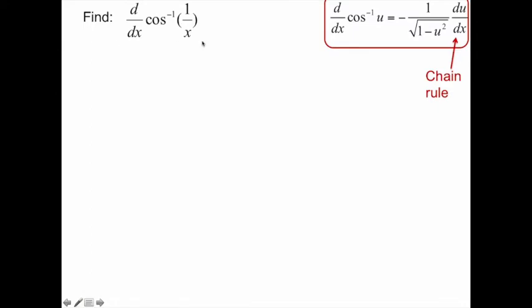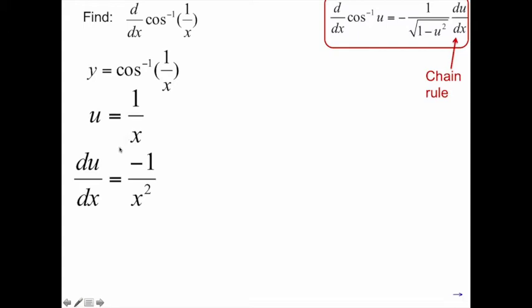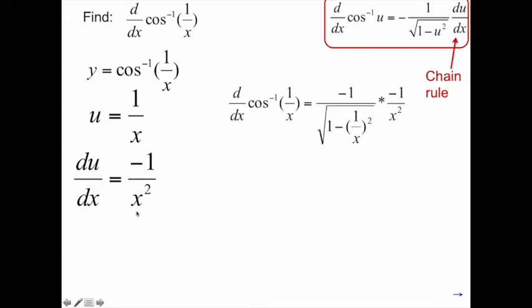And then let's try a cosine example with a 1 over x as the inside function. So we have y equals inverse cosine of 1 over x. We'll do the u substitution of u equals 1 over x. Remember, that's x to the minus 1. So when we do the derivative there, it's going to be minus 1x to the minus 2. We can also write that as minus 1 over x squared.